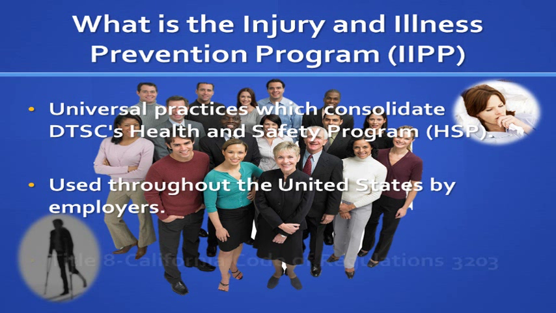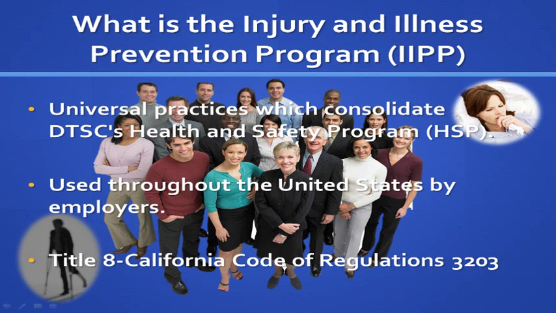Title 8 of the California Code of Regulations, section 3203, states all California employers will have an effective injury and illness program, and for those employers who employ more than 10 employees, that program must be in writing.